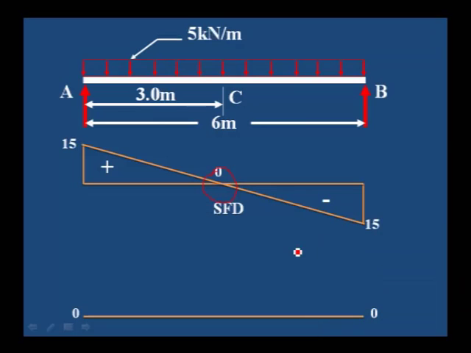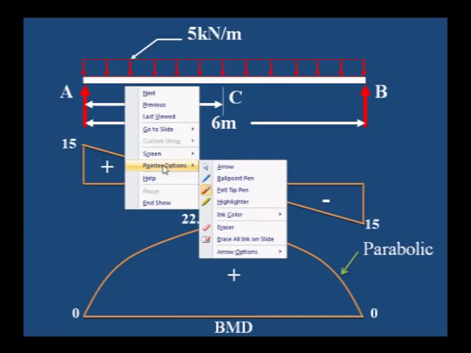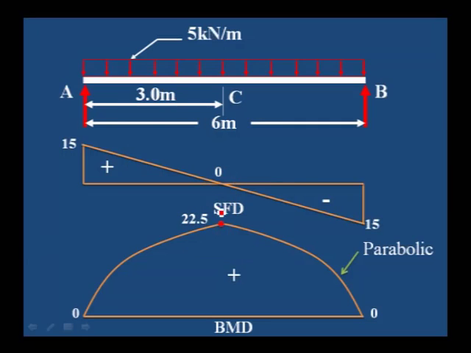First, for drawing the bending moment diagram, draw a horizontal line, then mark the center point C and its value, and then join by the parabolic line. We have to draw the parabolic line for the uniformly distributed load. 22.5 is the maximum bending moment, which is at the center. This is the case for a simply supported beam carrying a uniformly distributed load throughout its length.